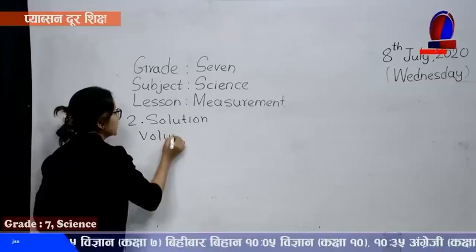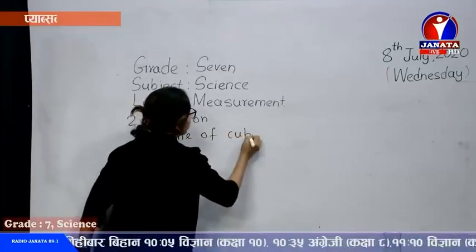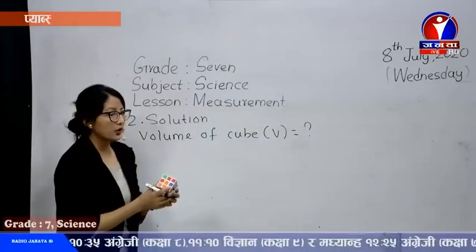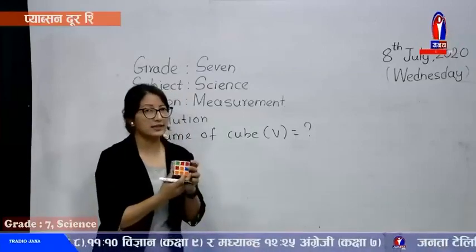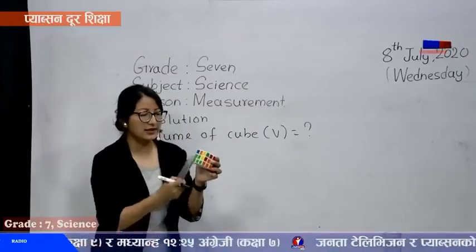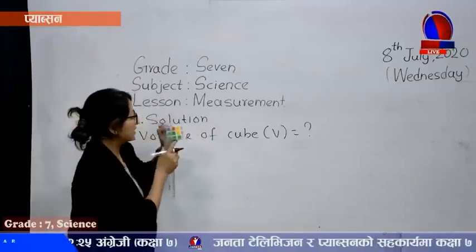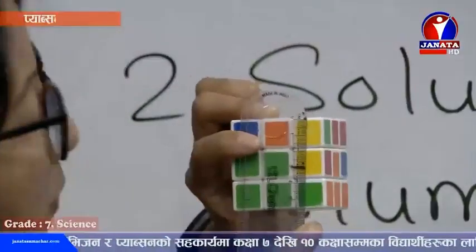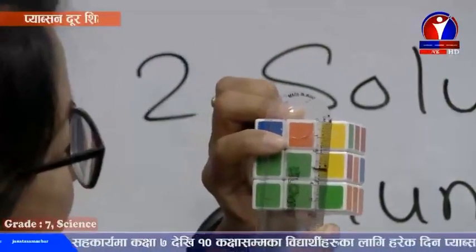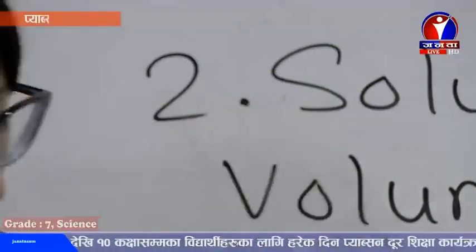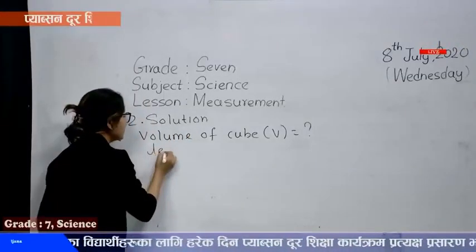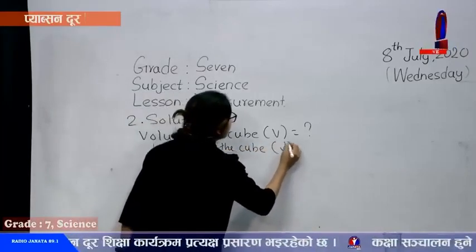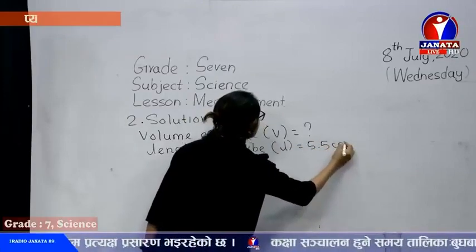So volume of cube, I'll just write volume of cube. V is equal to what? We are going to calculate the volume of this cube. So for this, we have to measure the length of this cube. While measuring its length, I'll just keep it here. Its length is exactly 5.5 centimeters. See, 5.5 centimeters. So here, length of the cube is 5.5 centimeter.